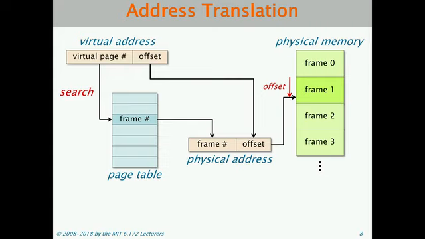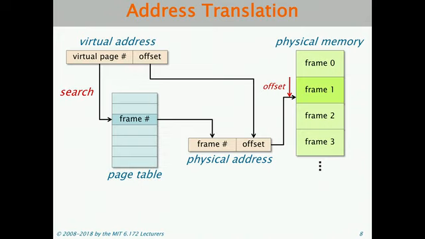OK, so I just want to do a little bit of review on how address translation works. Some of you might have seen this before in your computer architecture course. When you access a memory location, you access it via the virtual address. The virtual address can be divided into two parts, where the lower order bits store the offset and the higher order bits store the virtual page number.